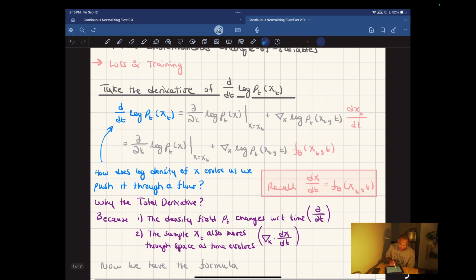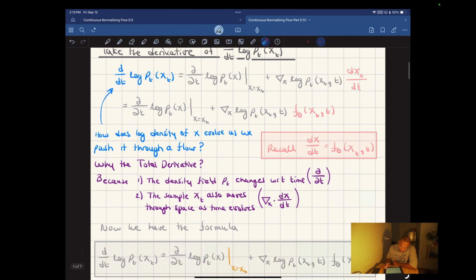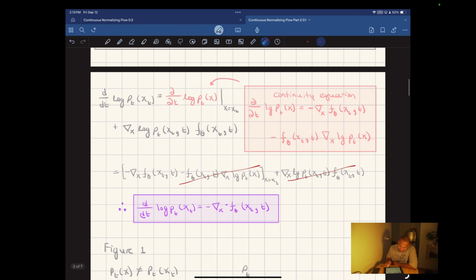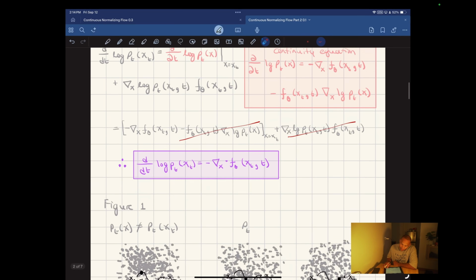Last time we took the derivative of log density with respect to time, and we ended up getting this. We solved it all the way down, but as part of the simplification, as part of the derivation, we saw that the partial derivative of log density with respect to time was equal to this simplified form of the continuity equation. So now we're going to discuss that part.